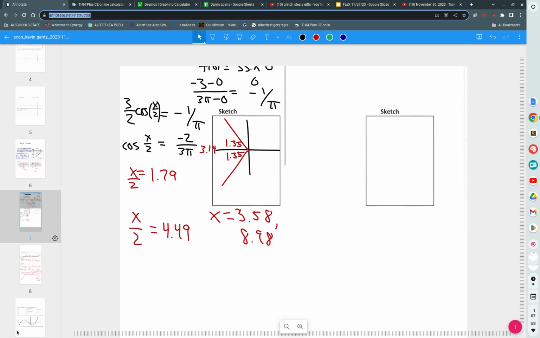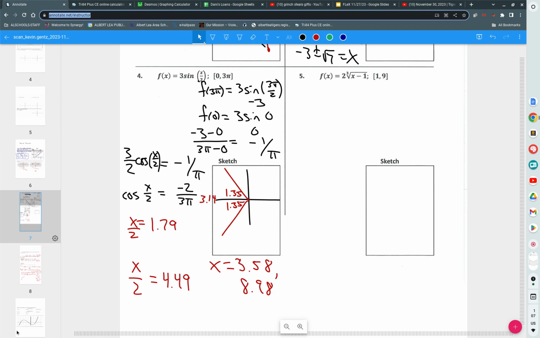I should check to see if those both work. Is 3.58 in that interval? Yes. Is 8.98? Yes, because 3 pi is greater than 9, isn't it? So 8.98 will work as well. Okay, it's a little trig review there as well.